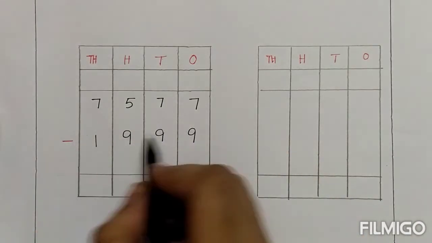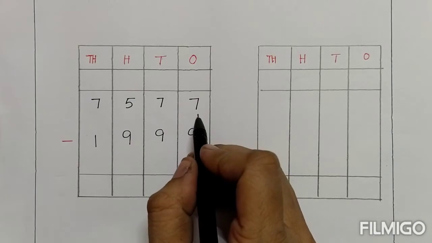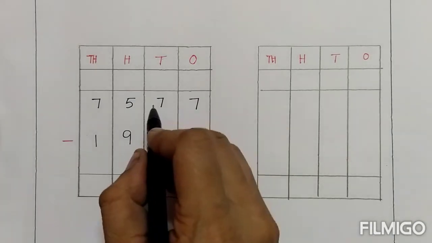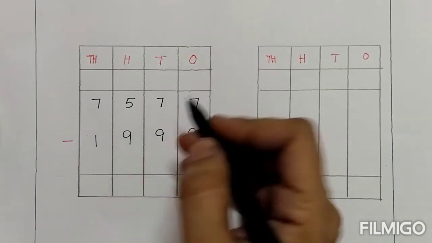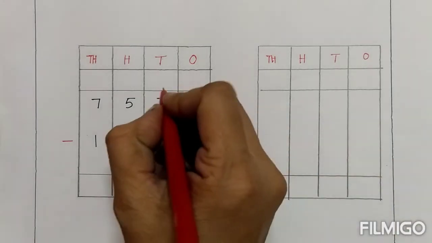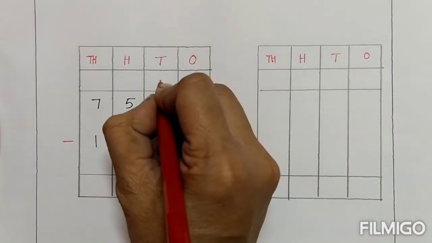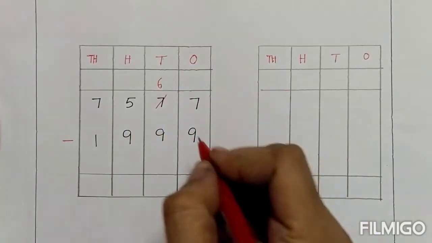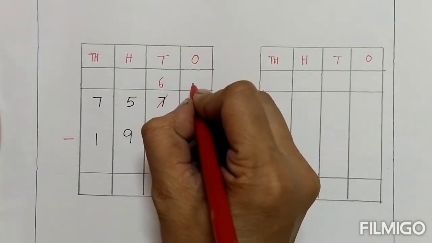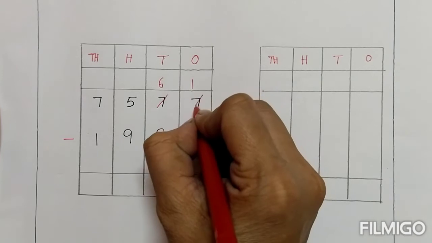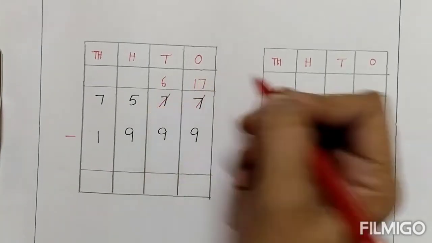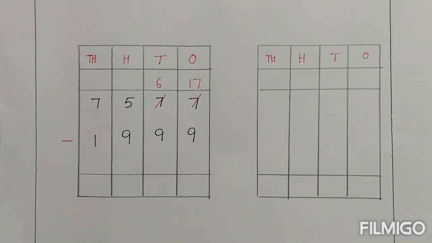Here we have 7 minus 9. It is not possible. So what we will do? We'll borrow from the neighbors column. Now this will become 6, and this one will sit in ones column. 7 here. Now 17 minus 9. How much? It is 8.